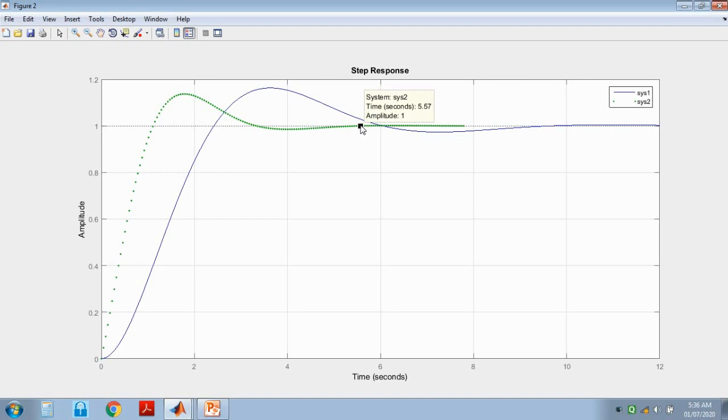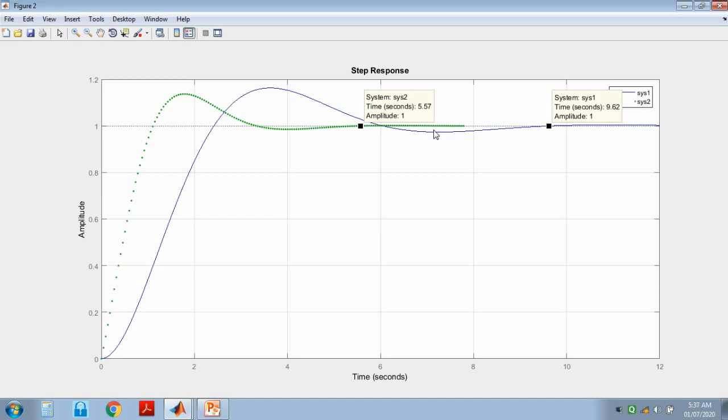So the settling time of the second system is less as compared to the settling time of the first system. Here you may say the settling time of the first system is about 9.62 seconds, and for the second system it is 5.57 seconds. So here I may say that system 2 is more stable than system 1, or the relative stability of system 2 is more as compared to system 1.